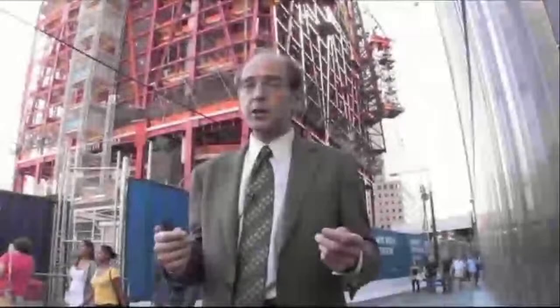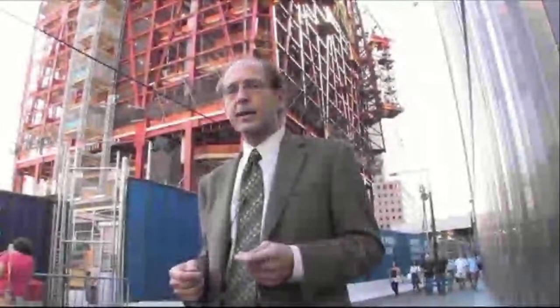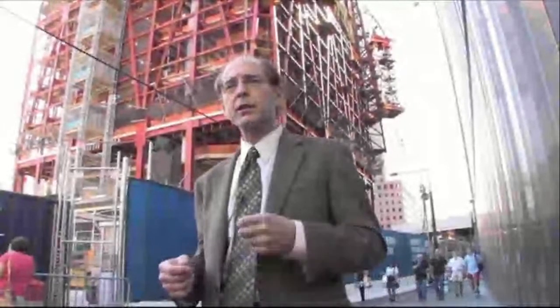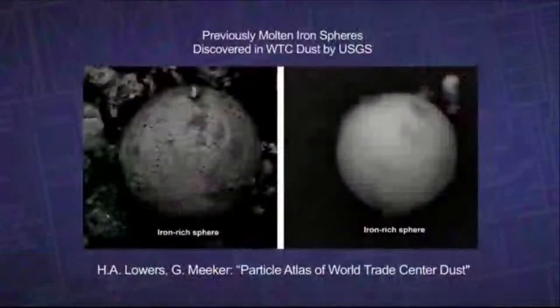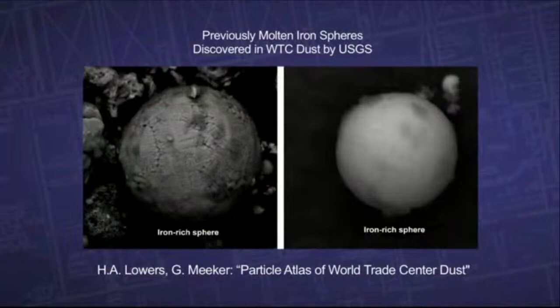As much as 6% of the World Trade Center dust consisted of tiny, previously molten iron spheres. What does this tell us about the temperatures generated in the towers' destruction? When the USGS collected samples of the World Trade Center dust, they found the iron microspheres. Thus far, the USGS does not have a valid explanation for the presence of these iron microspheres.